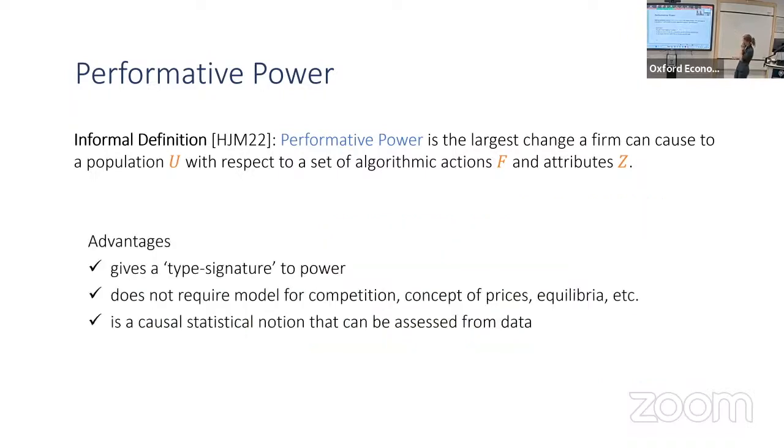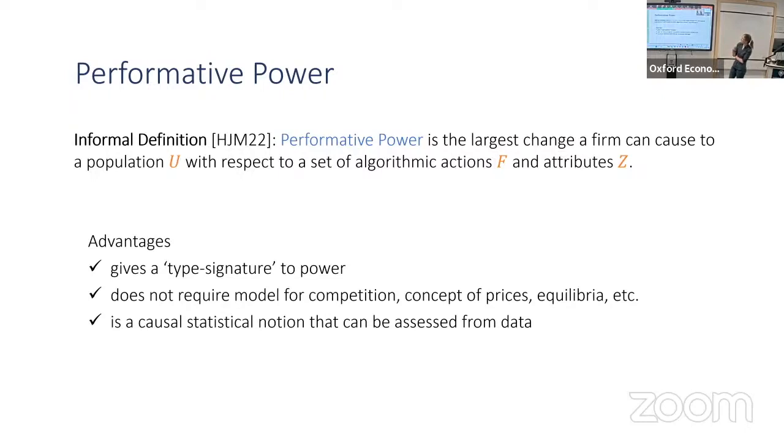So here are some advantages. I think we already touched upon some of them. I think it's nice that it gives the type signature to power, something that you can really measure. It does not require a perfect understanding of the market. So you don't start from assuming it's some Cournot competition, Bertrand competition, and then try to say that the Lerner index makes sense. You're really more looking at the effect. And I think it's an interesting direction to pivot into in digital markets, which are super complex. I mentioned that it can be assessed from data.